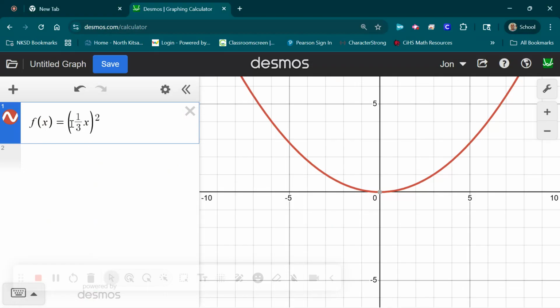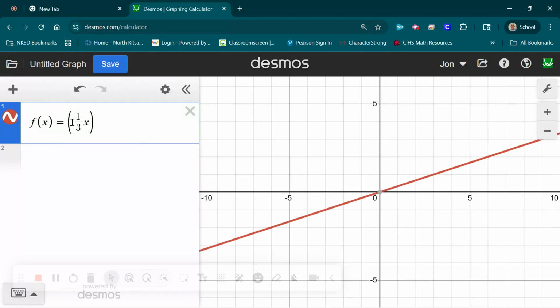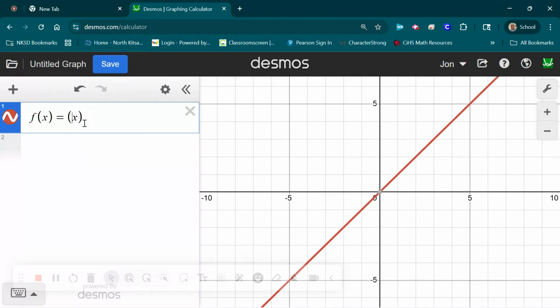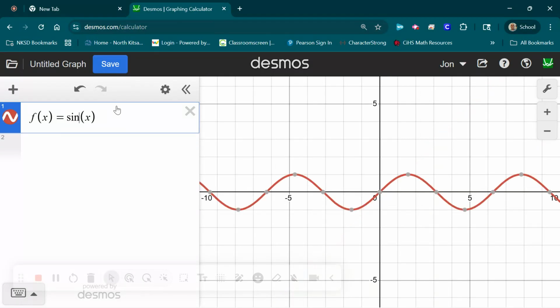Here's a better function to look at. Instead of the quadratic, it might be better to look at the sine function, which we haven't had any kind of major exposure to. And that's why compressions horizontally are kind of unfair. So this is what the basic parent function looks like.